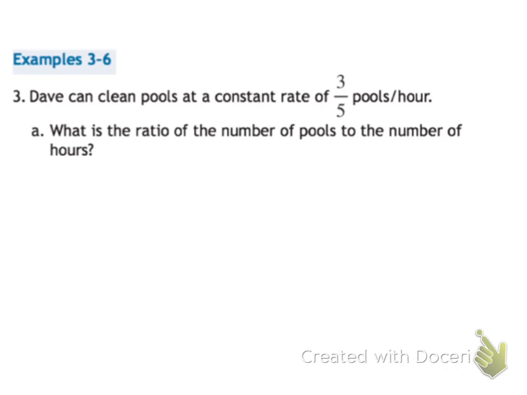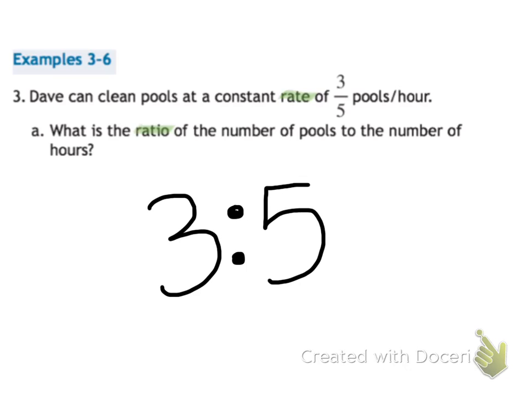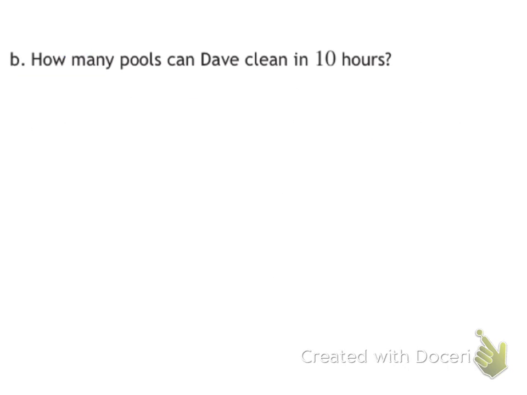Now let's look at examples 3 to 6. Dave can clean pools at a constant rate of 3 pools for every 5 hours. What is the ratio of the number of pools to the number of hours? Right, so the ratio would be 3 to 5. Now I'm going to take that information to answer part B.